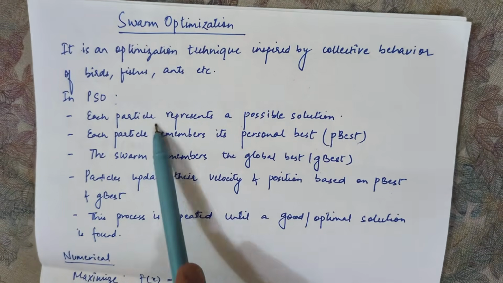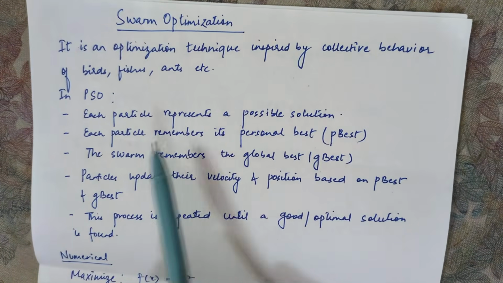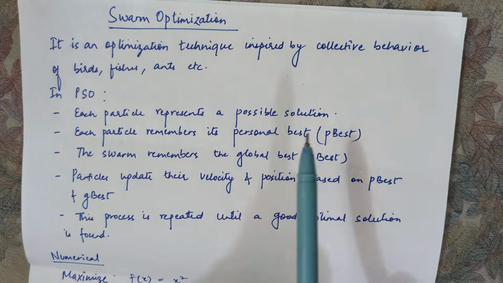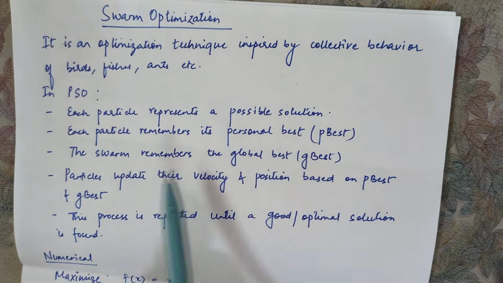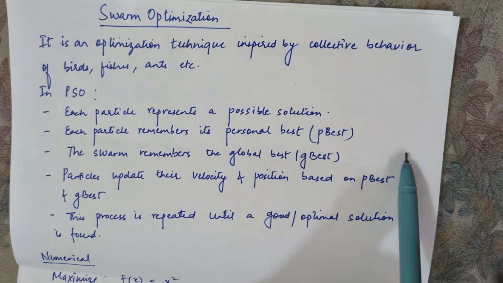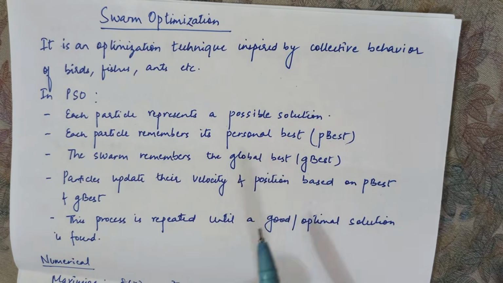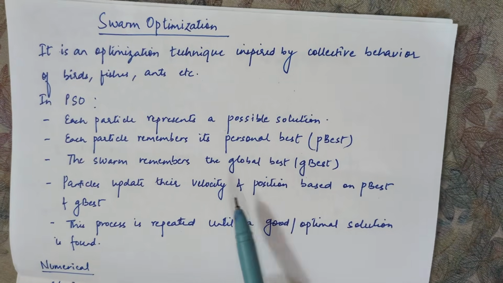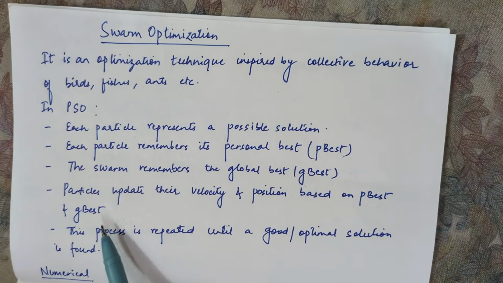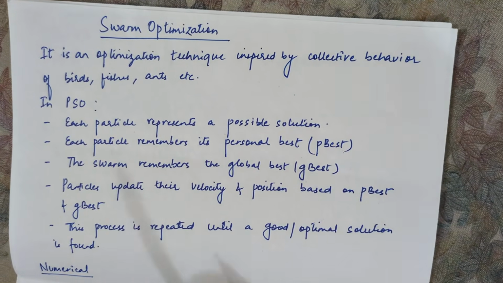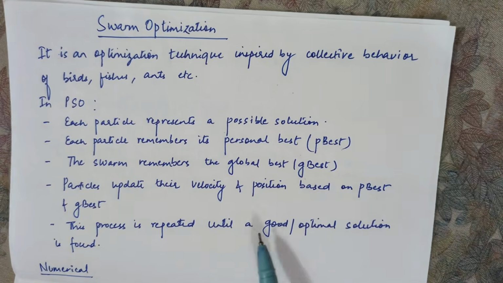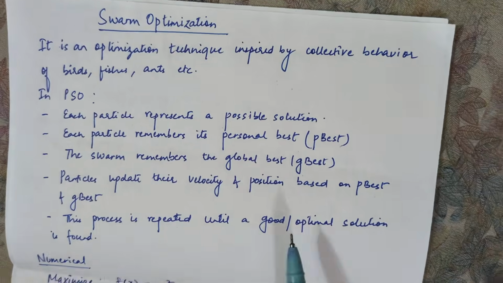Each bird represents a possible solution. Each bird knows the best location it has personally found, which is also called the personal best. The entire group knows the best location found by any bird, which is known as the global best. Birds adjust their movement based on these two pieces of information, that is personal best and global best. Eventually, the entire group moves towards the best solution, and this process is repeated until a good or optimal solution is found.